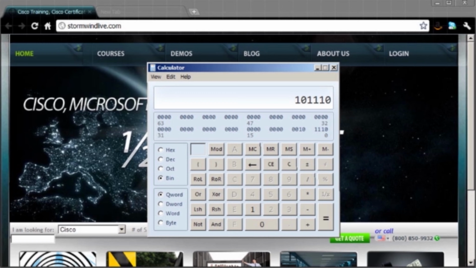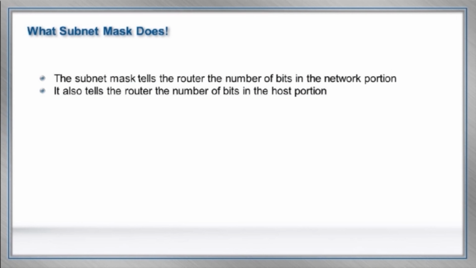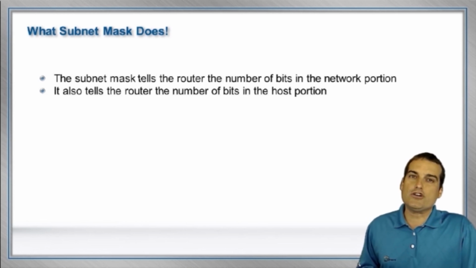Very cool. Once we have this mastered, we realize that the subnet mask is the actual structure that is going to tell us how many of the bits identify the network and how many of the bits identify the host. We already talked about this a little bit earlier, didn't we?